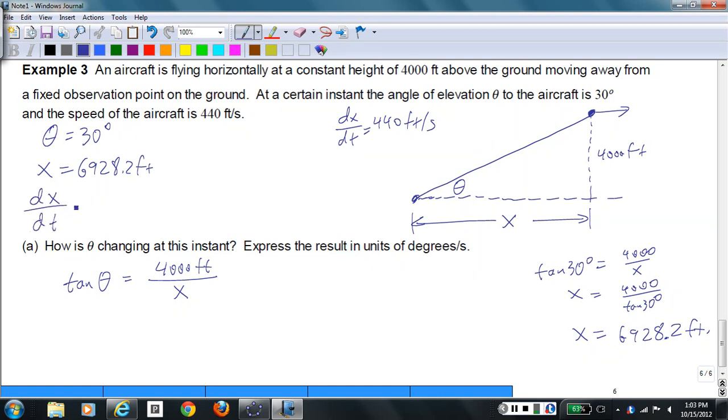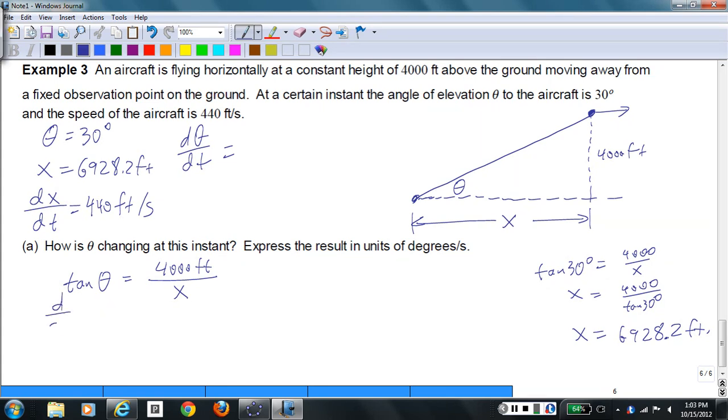dx dt equals 440 feet per second. And what we don't know, and what we need to know, is d theta dt. So with a view toward coming up with an equation that has a theta, an x, a dx dt, and a d theta dt, we're going to take this equation that we have and differentiate both sides with respect to t. Now, to use the power rule, I probably want to think of this as 4,000 x to the negative 1 to do that. So here goes.